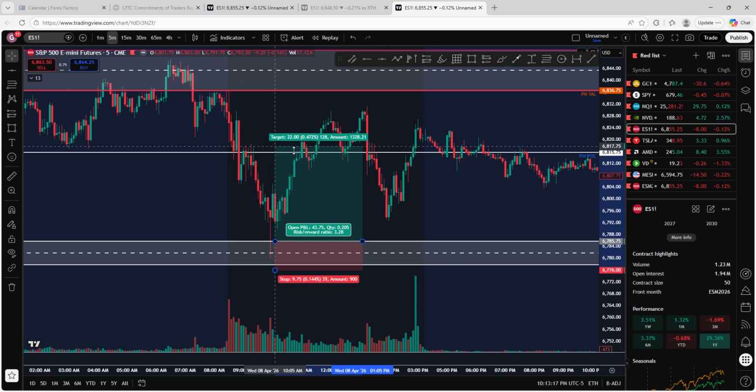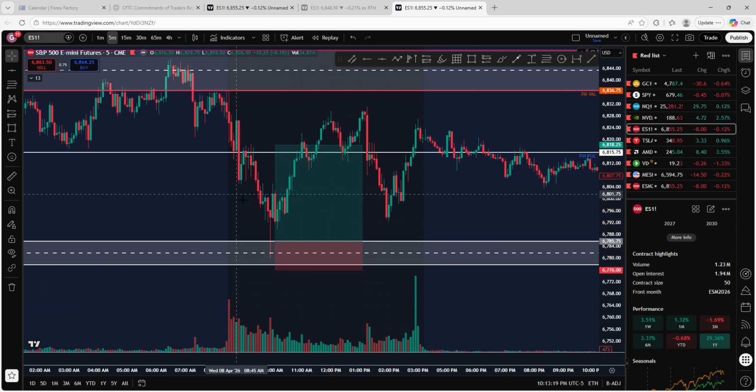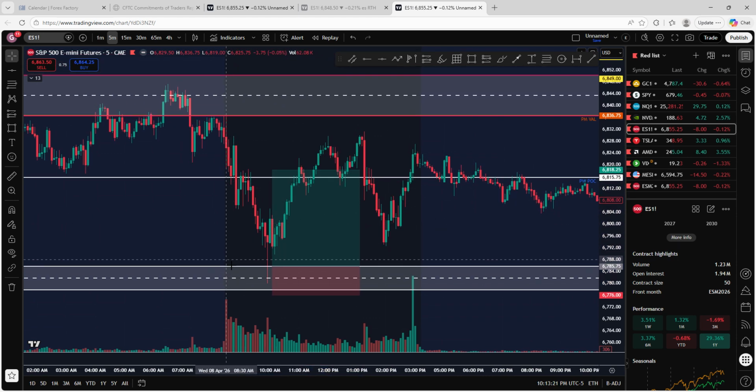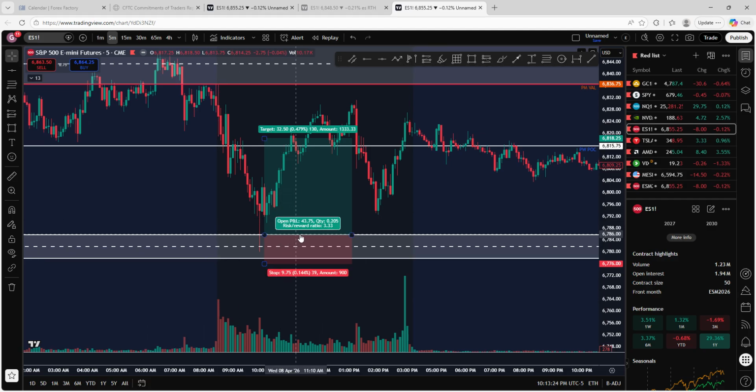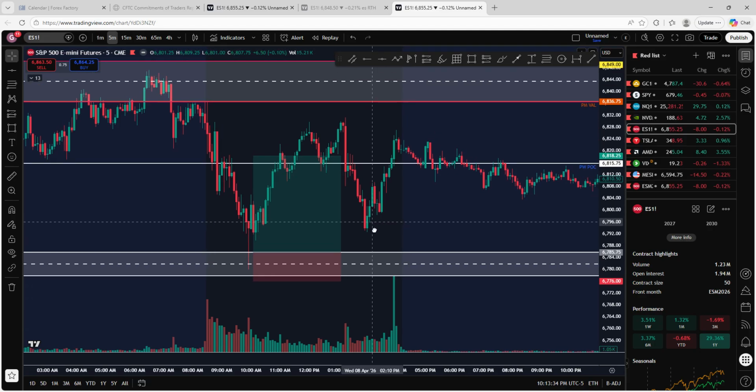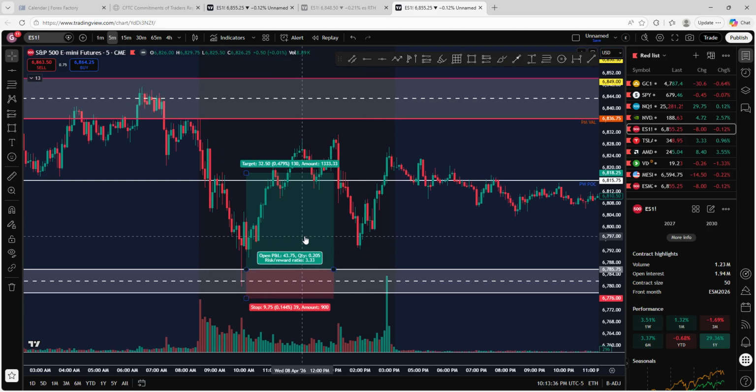Right, and your target, let's say, is this. Let's just hypothetically say it's this. Here, this is a 3.3 risk to reward ratio trade, right? Which is great. If you can have a 3 risk to reward on your trades, that is pretty much where you want to be at.